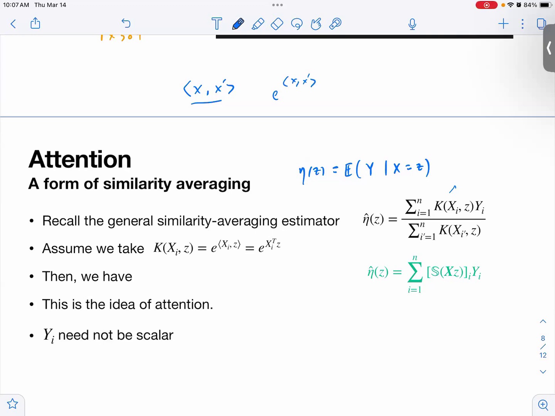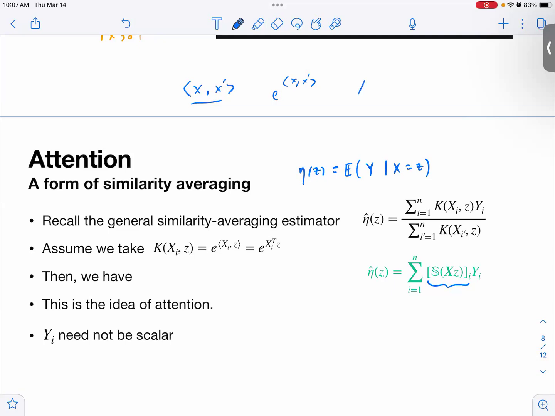So you plug that in, all the xi transpose z. And if you look at this, you remember there was a kind of weighted version of this we could write. You can see that I'm forming e to the xi transpose z, and then divided by the sum of all of them. So that's really a softmax operator. This particular similarity averaging with this particular kernel can be easily written with this ubiquitous softmax, in a simple form.